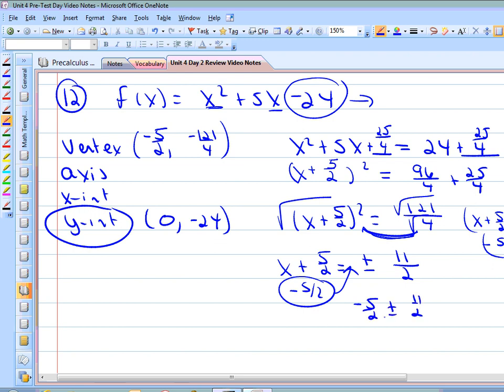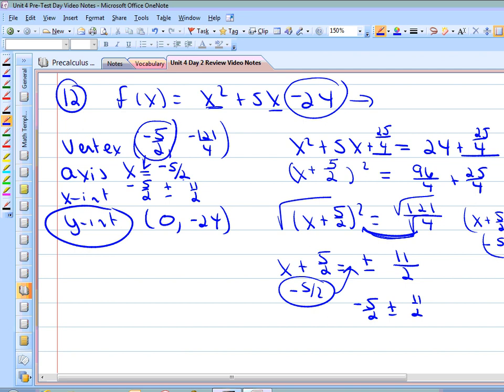And I'll let you just leave it like that if it were a number that way. So your x-intercepts are negative 5/2 plus or minus 11/2. And that's two answers because it would be negative 5/2 plus 11/2, negative 5/2 minus 11/2. Oh, axis, that's the easy one. Remember, it's always the x value. X equals negative 5/2.